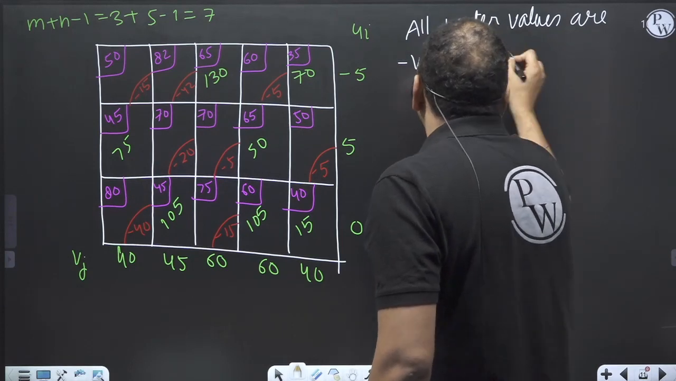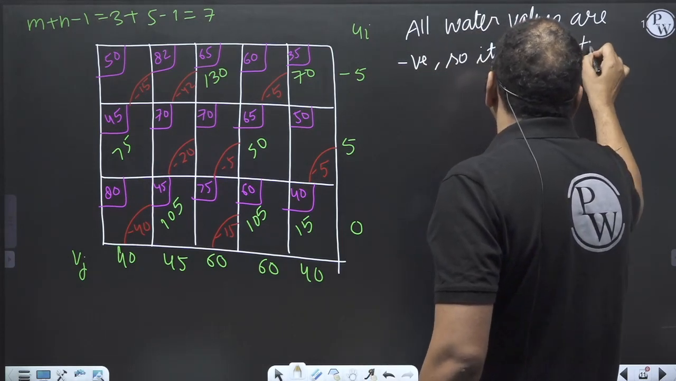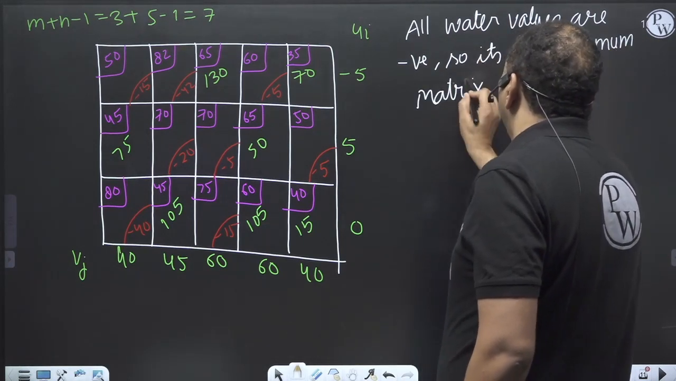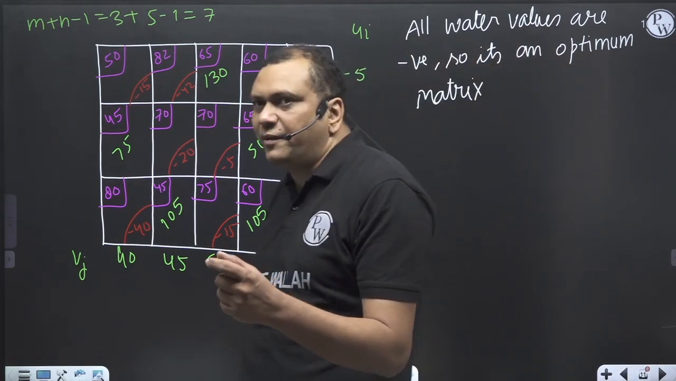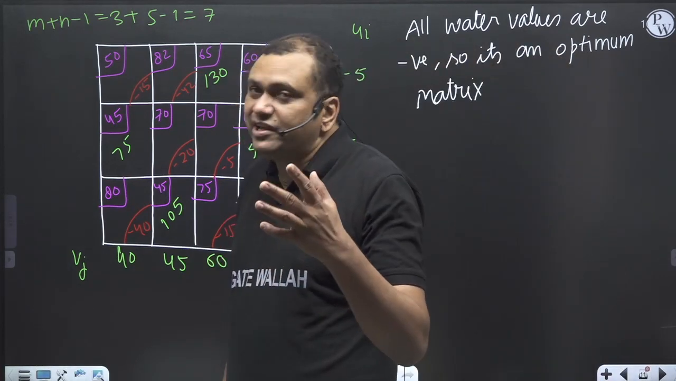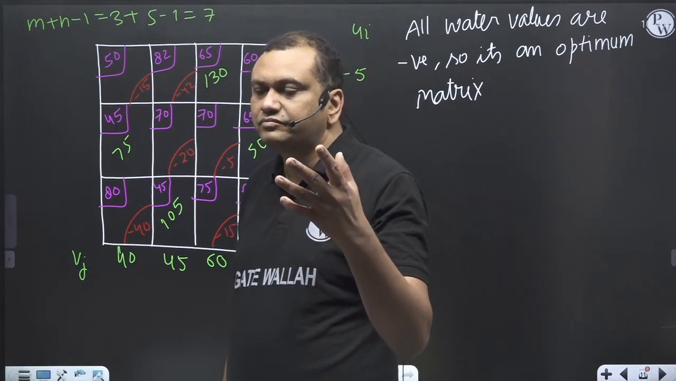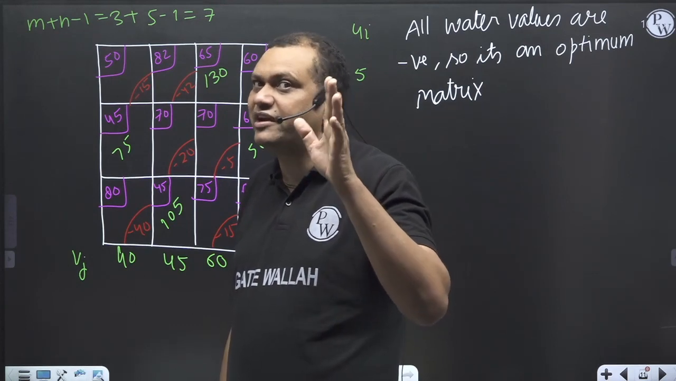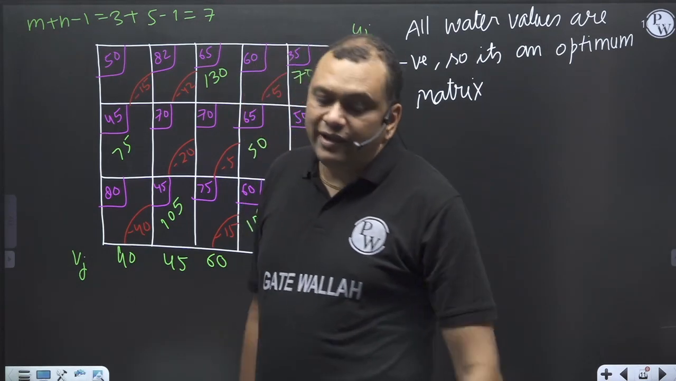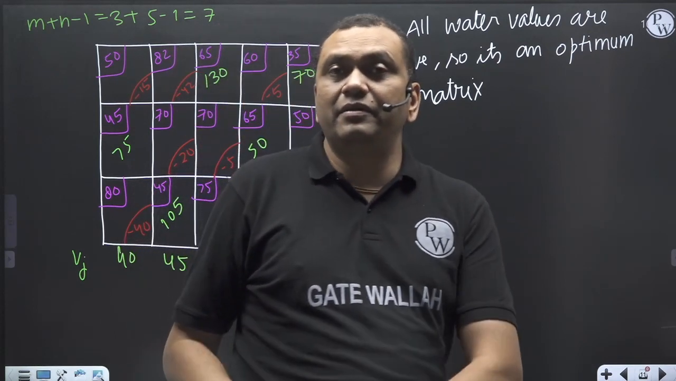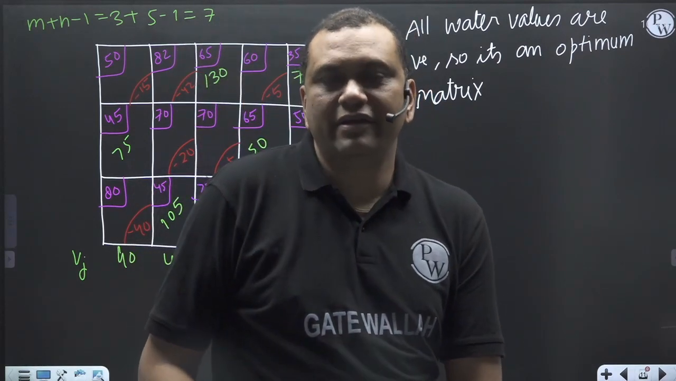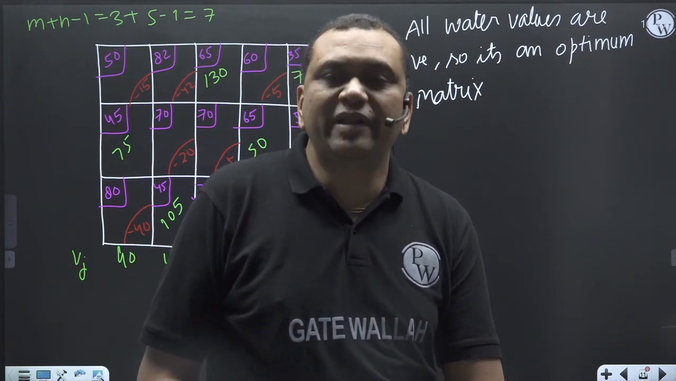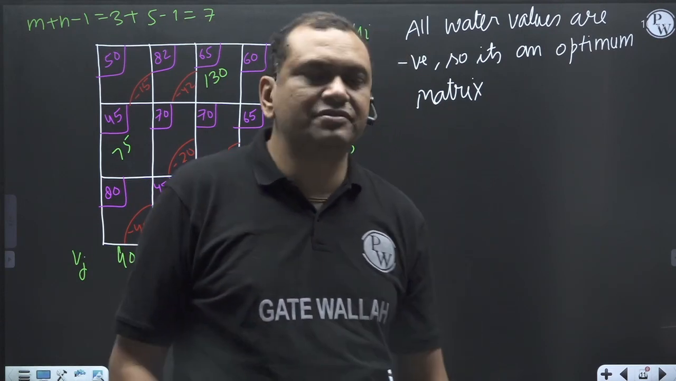So it's an optimum matrix. In this Modi method, we will keep on doing the iteration till all the values of non-occupying cells come out to be negative. We'll keep on doing. If it is 0, it means it's an optimum one, but there are alternate solutions. Okay.